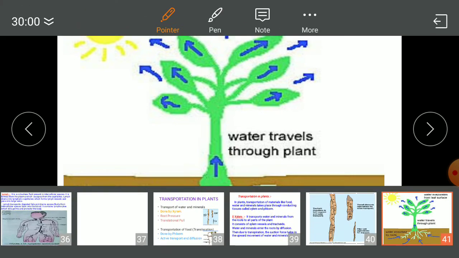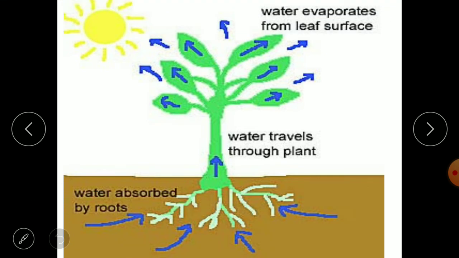Okay, root pressure. What is root pressure? What actually happens here in the soil: there are minerals and water present everywhere, and these roots have root hairs which enlarge the surface area. The root hairs are in contact with the soil particles, and in between the soil particles the minerals and water are present.